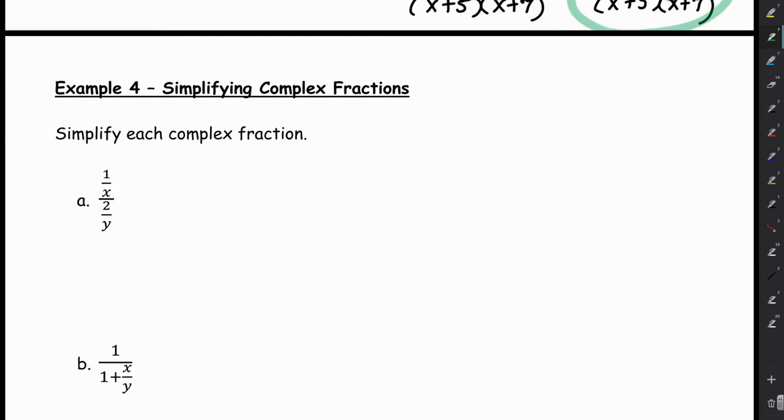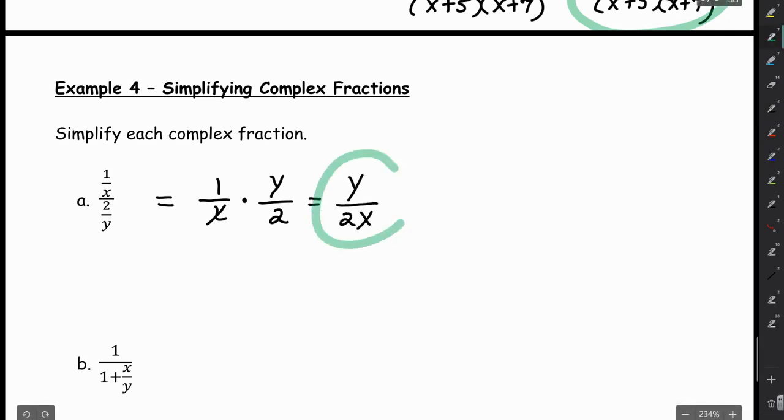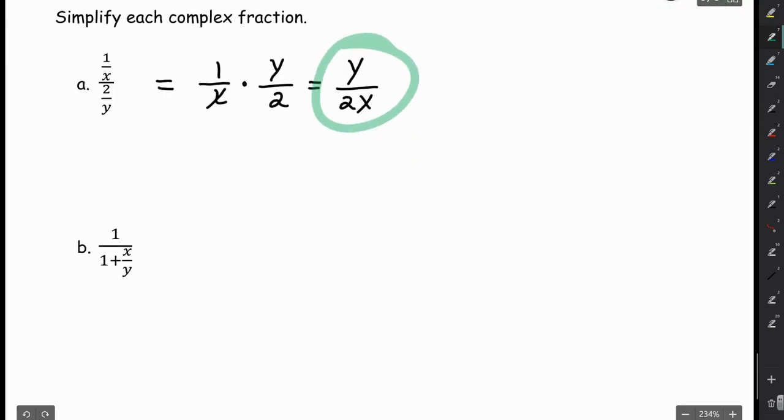So this page, we're going to be simplifying complex fractions. It just means that if we're dividing a fraction by a fraction, we multiply by the reciprocal. So our numerator is 1 over x. We're going to multiply by the reciprocal of the denominator. Okay, we're going to end up with y over 2x. That was easy. All right, let's take a look at the next one.